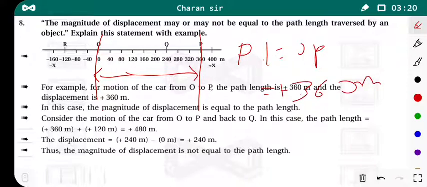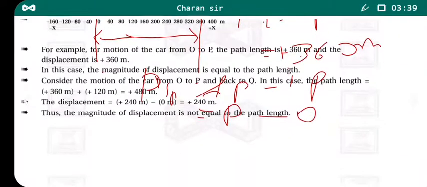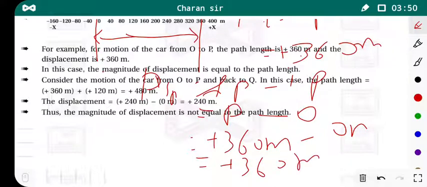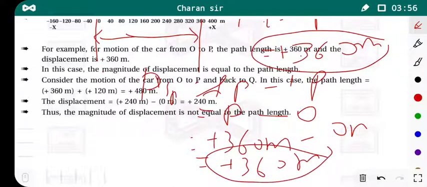Now what is the displacement? Displacement is given by the final position minus initial position. So in this case, when our object starts its motion from point O and reaches point P, our final position is P and initial position is O. Now what is the position coordinate for P? That is plus 316 meters, and the position coordinate for O is 0 meters. So we get plus 316 meters. So in this case we have the path length 316 meters, and the displacement is also 316 meters. So here we consider the case in which our path length and displacement value are equal.